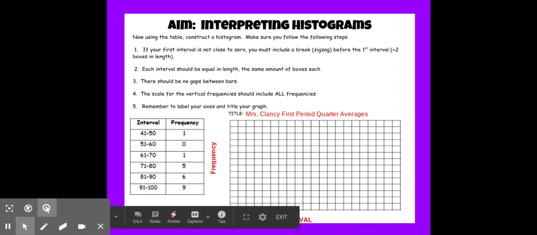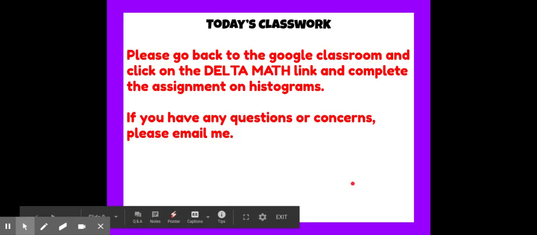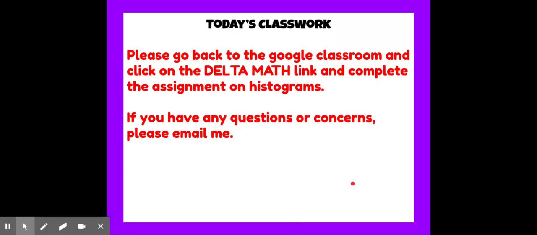Next thing we're going to do is go on to Delta Math. So I connected you to a histogram link where you're going to practice constructing histograms, 5 questions. If you have any questions or concerns, just email me, okay? And that's what's due for today. Good luck, and email me if you have questions.